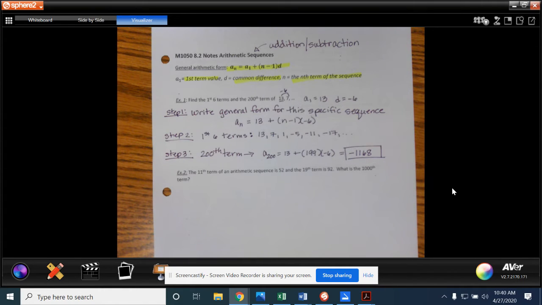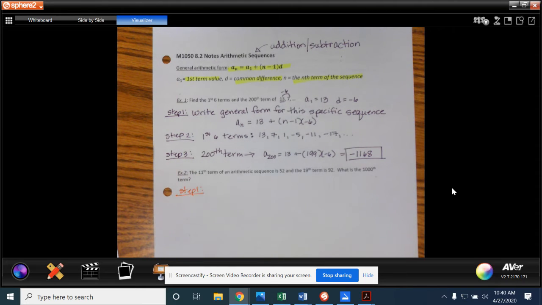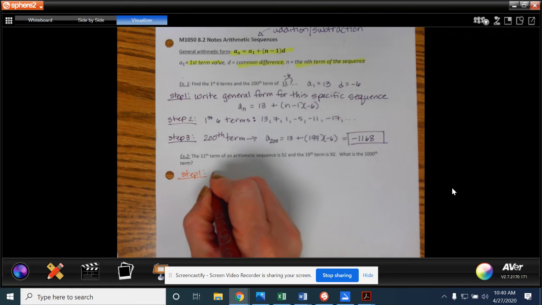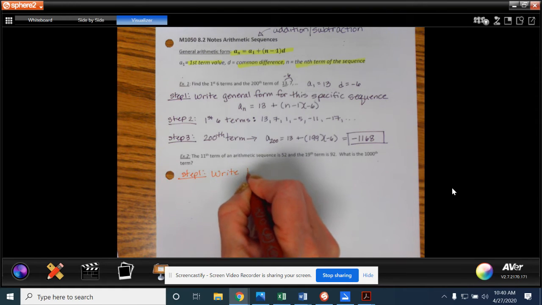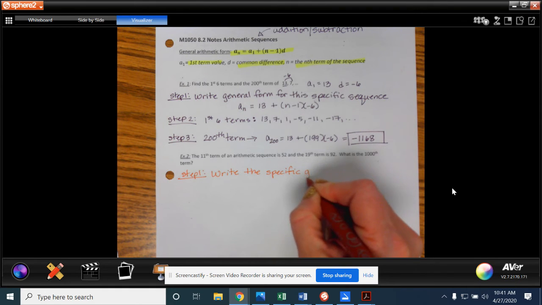Let's do example 2, and it indicates the 11th term of the arithmetic sequence is 52, and the 19th term is 92. What is the 1000th term? There's no way I'm going to want to add or subtract until I get to the 1000th. So let's start with step 1. And this type of item, I'm going to, again, write the specific general form.